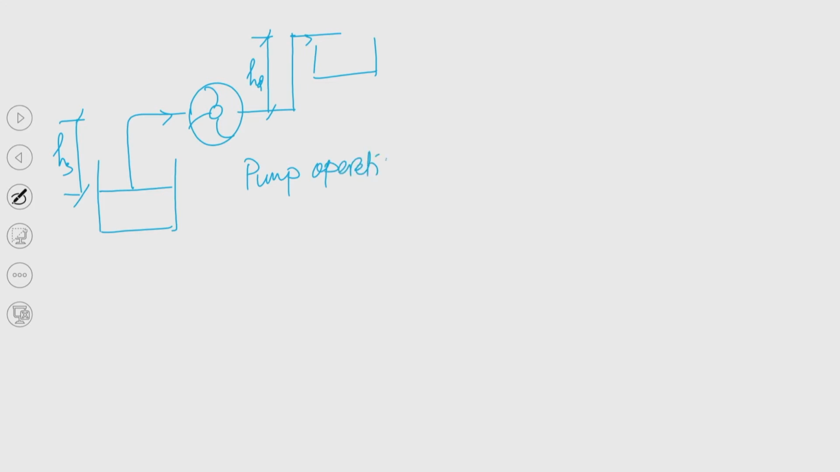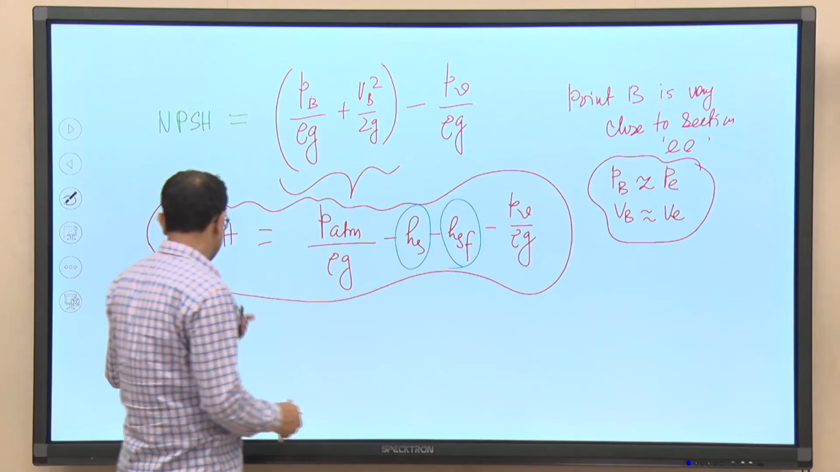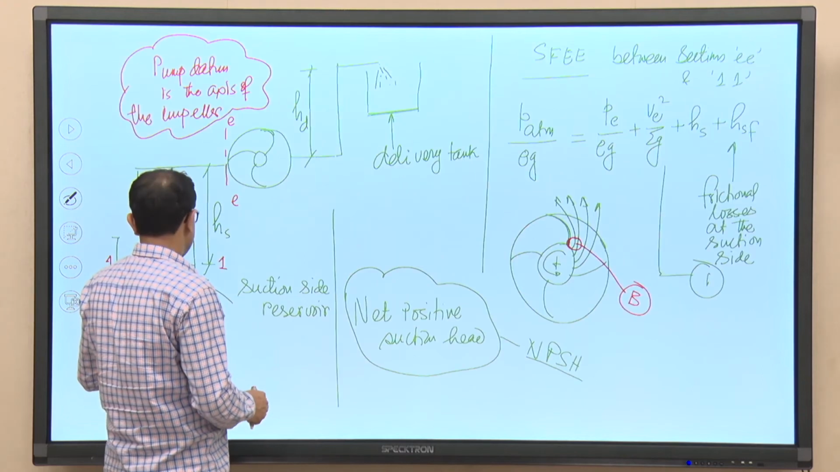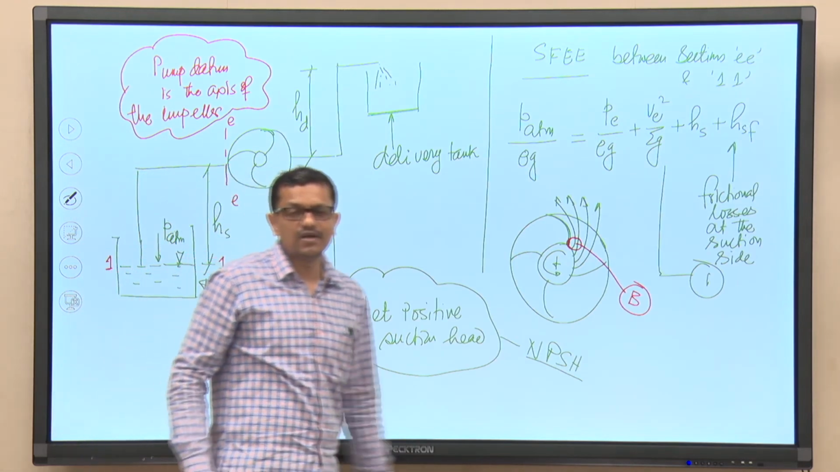with negative suction condition. Why? Because the presence of Hs is making the pressure which is available at section E, that is, the negative pressure or vacuum pressure.